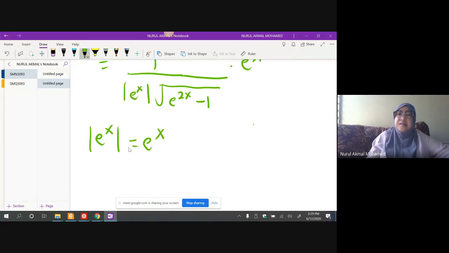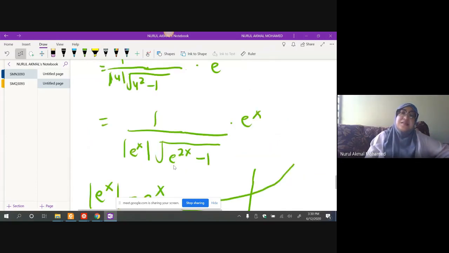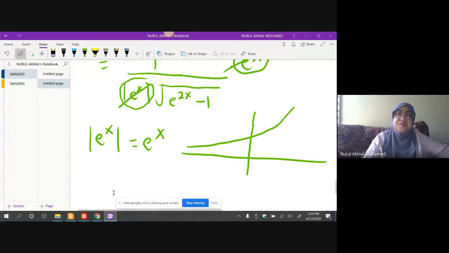Why is that? It's because we know that from the graph of the exponential, it is always positive. It will never equal a negative value. So this one is also equal to e^x. Since it is equal to e^x, we obviously can cancel out this one and this one. Okay, so what is left will be 1 divided by square root of e to the power of 2x minus 1. Okay, so is it okay?